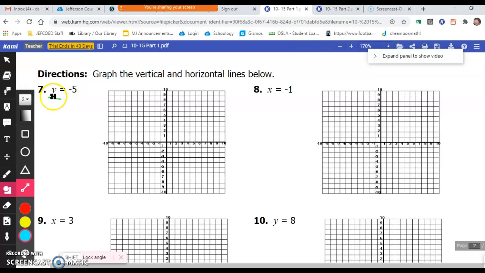Okay? What axis does this cross? Y. And where at? -5. So simply come to -5. And there we go. We good there?